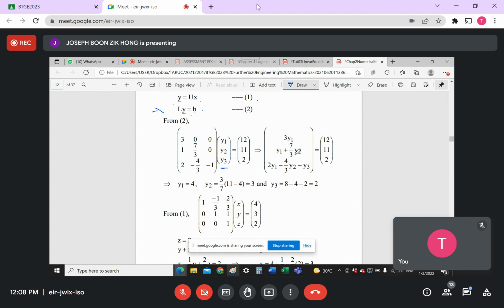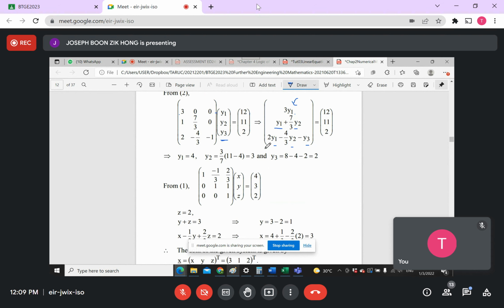You just multiply inside. This one times this one is equal to 12, so that means my y1 will be equal to 4. Then you have 4 here, so you can get your y2. After you get y1 and y2, you can get your y3. That's why we need a lower triangular matrix, so that I can easily get the answer starting from y1. Later you will see again.